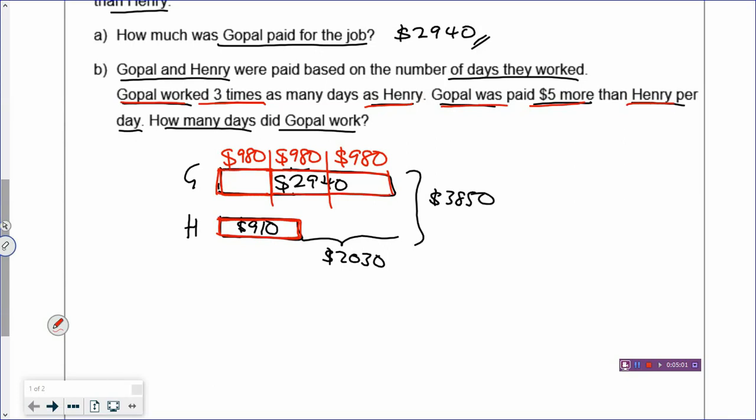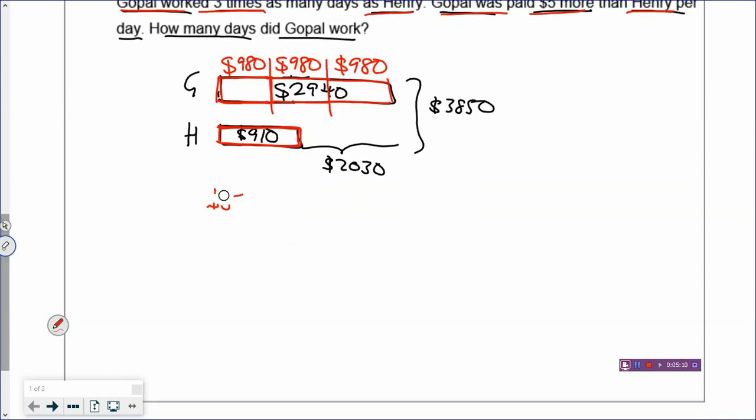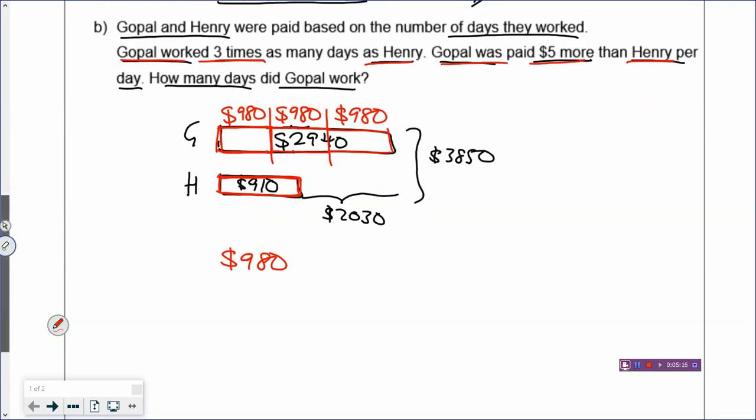Then you look at Gopal and Henry in the model. Now, Gopal was paid $980, which is for we don't know how many days, but it is one time. And Henry was paid $910, which is also for the same number of days, right?